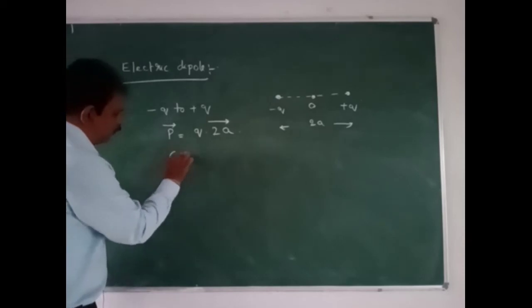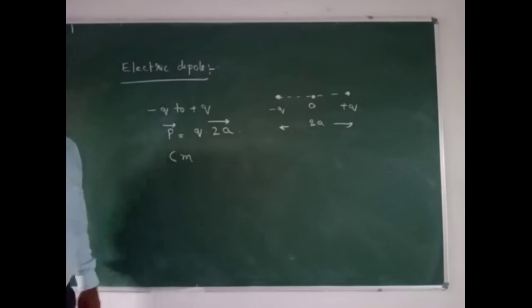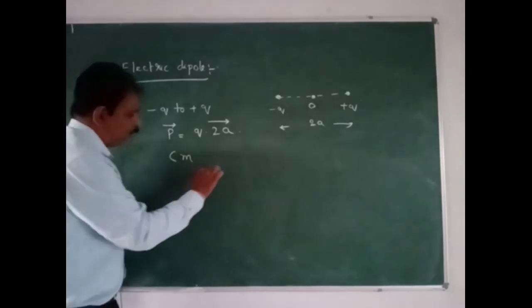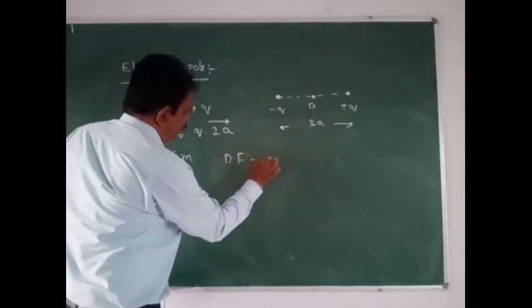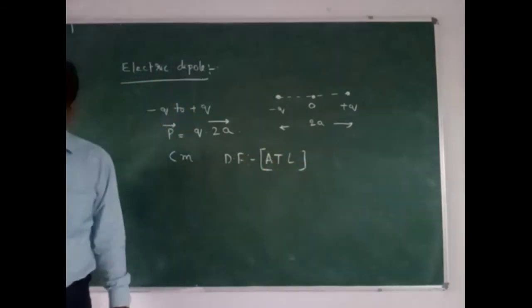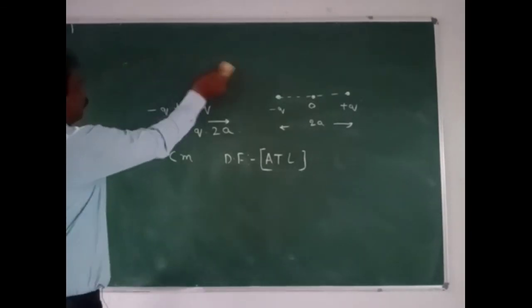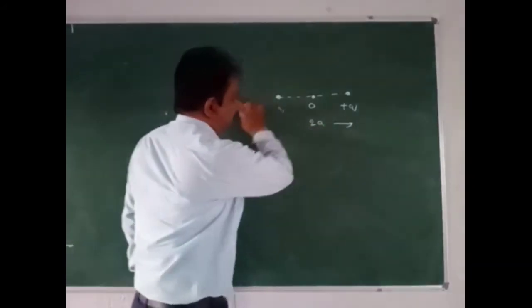Its SI unit will be coulomb meter. For this coulomb, for this meter. And if we write the dimensional formula, charge will be AT and distance will be L. So ATL will be the dimensional formula. Next, if we consider the dipole, what is the electric field intensity on the axis of the dipole, on the equatorial line of the dipole? Like that problems will be there. Already you know about the derivations.